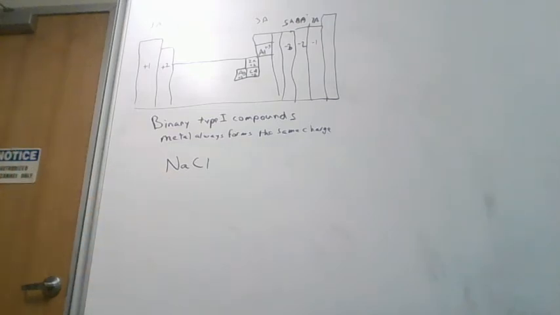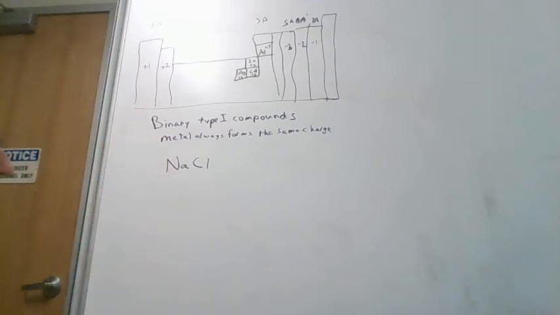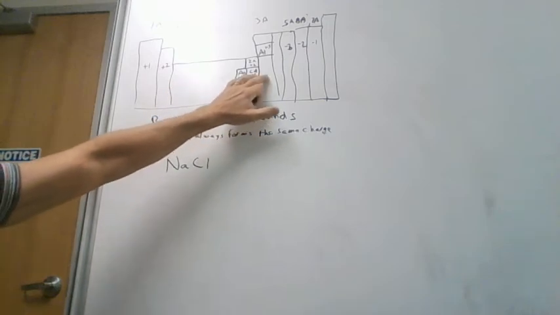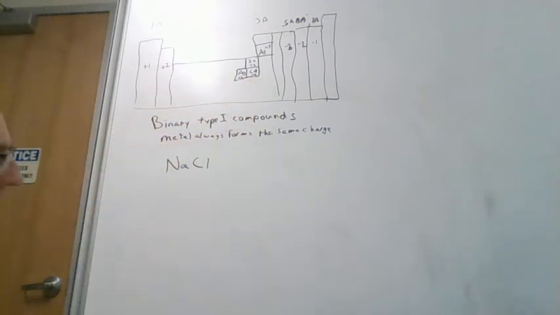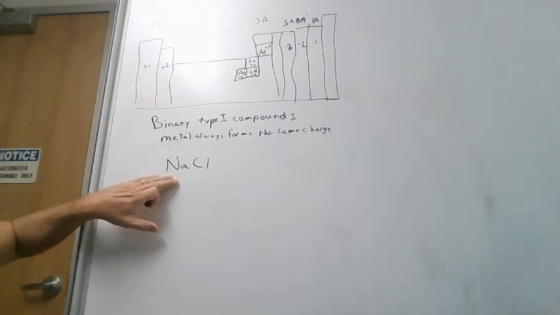When we're trying to name these, we look at the first element and determine if it's a metal or a non-metal. If it's a metal, it can be type 1, such as this, where the metal always forms the same charge, or we can have a type 2, where the metal forms a variable charge. In this case, the binary type 1 compound fits because we have a metal that always forms a +1 charge.